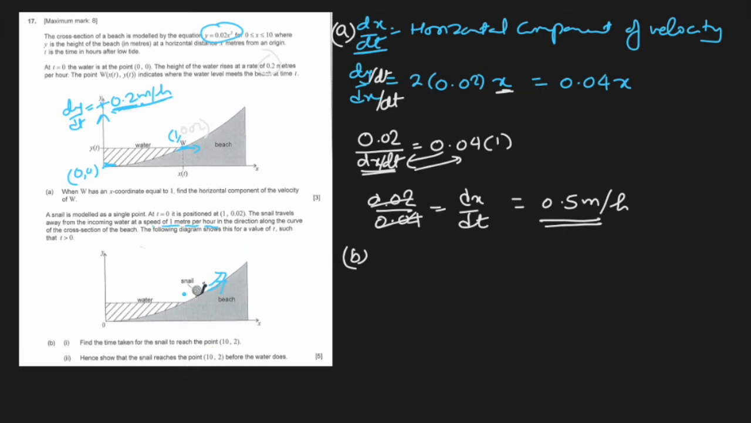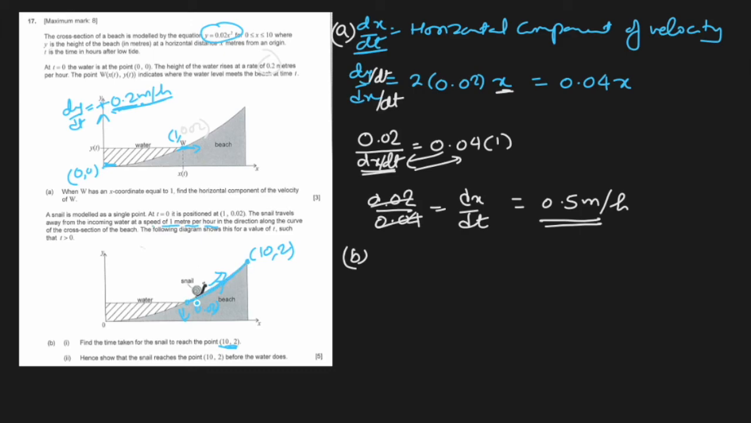So it is not a straight line. We can see it's a curve. It's not a straight line, so we'll have to do something here. The cross section, the following diagram shows it. Find the time taken for the snail to reach point 10.2. Suppose this is 10.2. So the x coordinate has increased from 1 to 10, right? But the problem is the speed of the snail has been given along this curve.